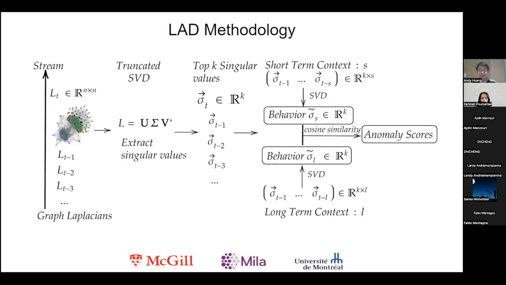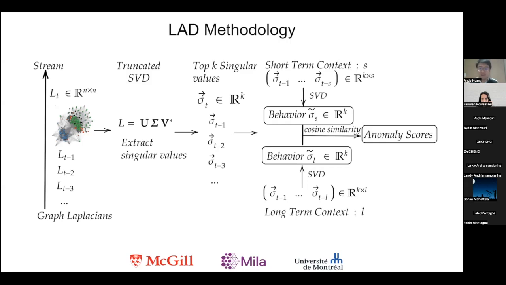As for the flowchart of the methodology of LAD, first we take the graph Laplacians, and then you can extract the singular values from the graph Laplacians. Then you will look at the top k singular values. If you have an undirected network, then these would also be the eigenvalues of the Laplacian. So you have a k-dimensional embedding vector for each of the graphs. And then you would take your current vector at time t, and then you will look at k steps in the past.